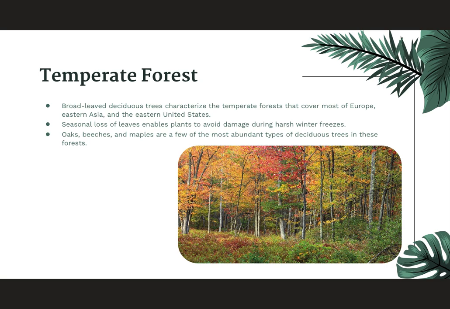All right, our next type of biome is the temperate forest. So here you have broad-leaved deciduous trees that characterize the temperate forests that cover most of Europe, Eastern Asia, and Eastern United States. So that's the type of forest we have. If you look at the picture here, you'll see trees similar to what we have here in Alabama. Seasonal loss of leaves enables plants to avoid damage during harsh winter freezes. Oaks, beeches, maples are a few of the most abundant types of deciduous trees in these forests. And remember, deciduous simply means it loses its leaves part of the year.